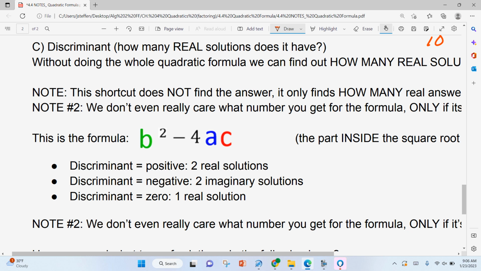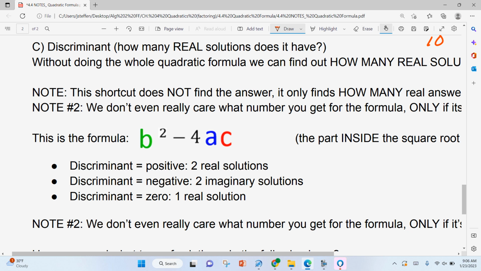And the next note, we don't actually even care what number you get. All we care about is if it's positive, negative, or 0. So the whole reason we do this discriminant, we don't care what number the answer is. We only care if it's positive, negative, or 0. I like to say that before we even start. So if you look, the discriminant is b squared minus 4ac. I probably will not give that to you on your T sheet, and the main reason is because that's part of that formula, negative b plus or minus the square root of b squared minus 4ac over 2a. The discriminant is the part that's inside the square root.